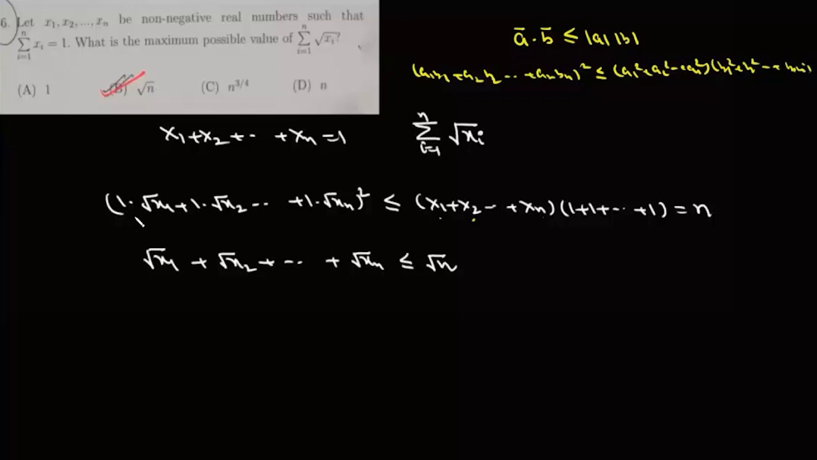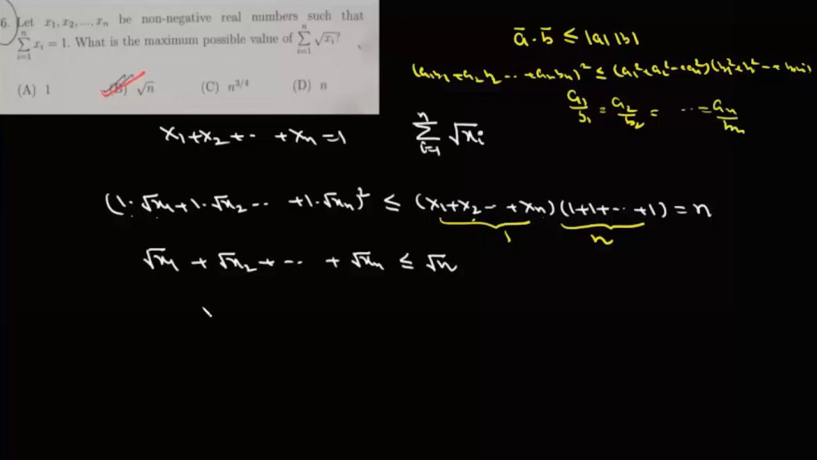So in this case, we can write (1 into under root x1 plus 1 into under root x2 plus 1 into under root xn) whole square will be less than or equal to (a1 square, so root x1 square is x1) x1 plus x2 plus xn into (b1 plus b2 plus bn), so there will be 1 plus 1 plus 1, n times. Now this sum is 1, and this value is n. So (under root x1 plus under root x2 plus under root xn) whole square is less than or equal to n. So the maximum possible value of the sum of under root x is root n, and we know that we get the equality sign when a1 upon b1 equals a2 upon b2 equals an upon bn.